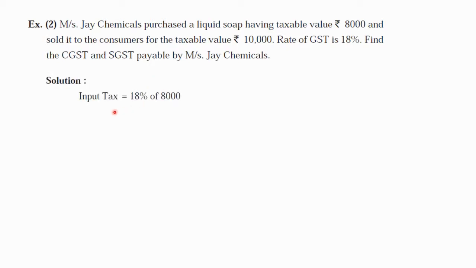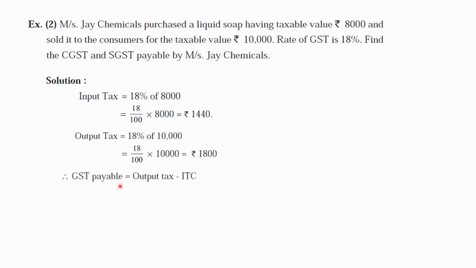So input tax will be 18% of the taxable value at the time of purchase. So that is 8,000. And if we solve this, 18% of 8,000 is 1,440. Similarly, output tax will be 18% of the taxable value at the time of selling it. So that was 10,000. So 18% of 10,000 rupees is 1,800.